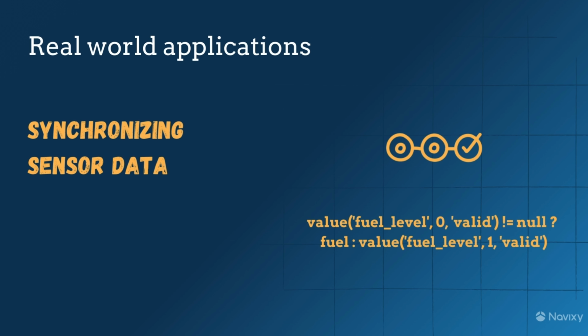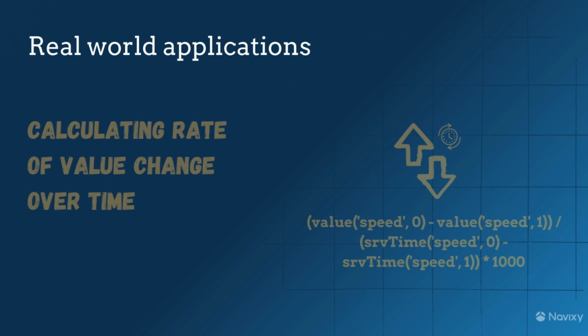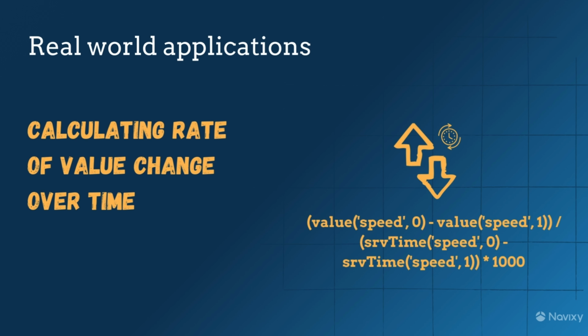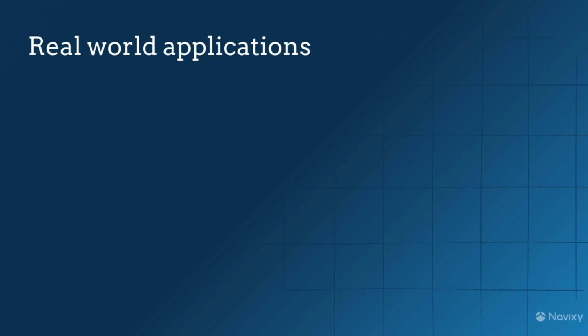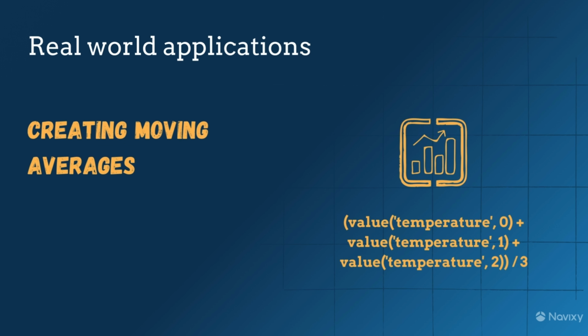Now, here's a common challenge: synchronizing data from sensors with different reporting frequencies. IoT logic has an elegant solution for this too. We can ensure every GPS point has a fuel level value, even if your fuel sensor is a bit slower than GPS. Let's get a bit more advanced. Want to calculate acceleration? No problem. We've got an expression that gives you the rate of change in speed per second. Lastly, creating a simple moving average is a breeze. We can average the temperature over the last 3 readings, helping you spot trends more easily.